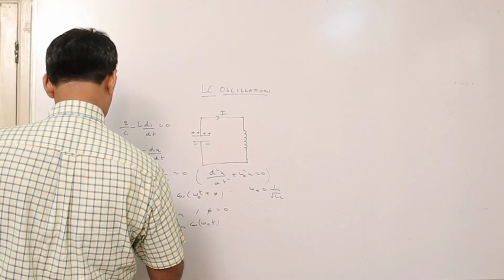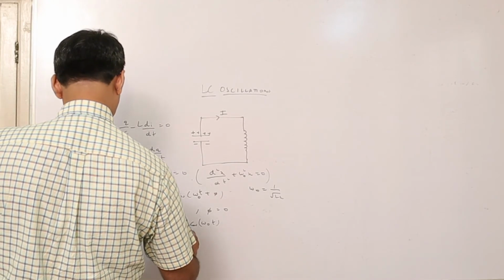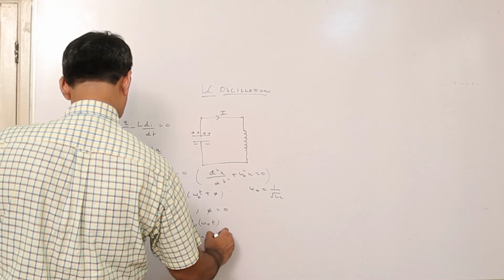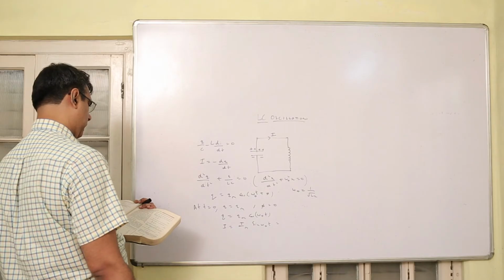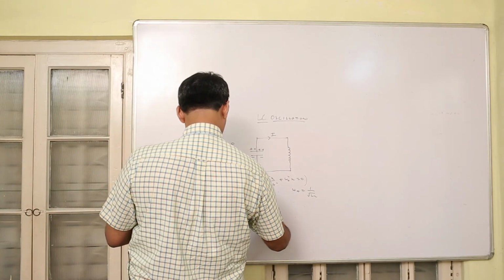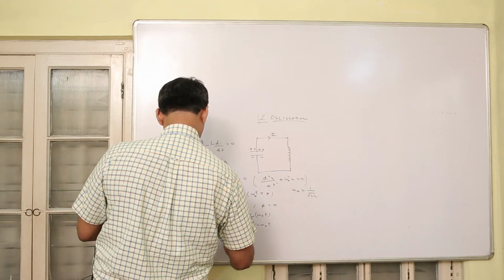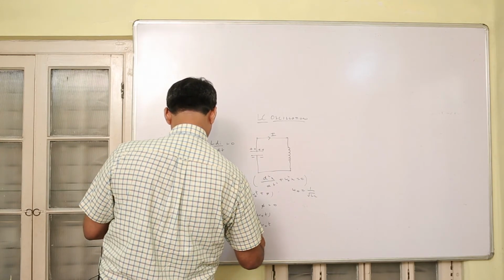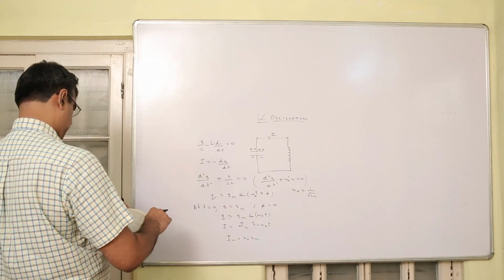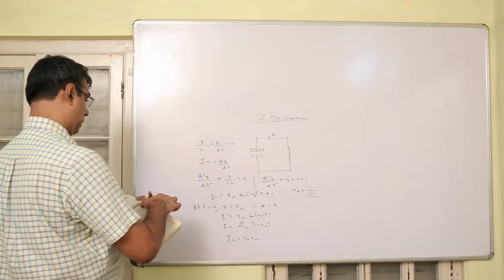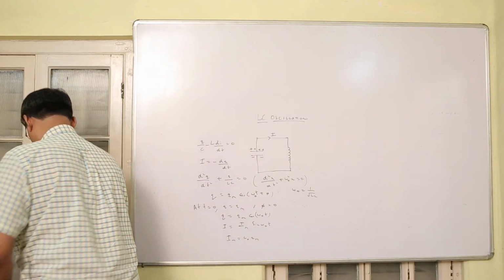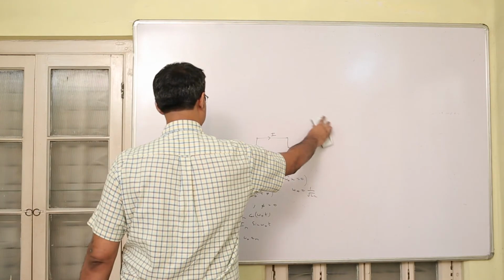So if you differentiate both sides, I will be Im into sine omega 0 t. So Im is equal to omega 0 into Qm. So these are the details of an LC oscillator circuit.